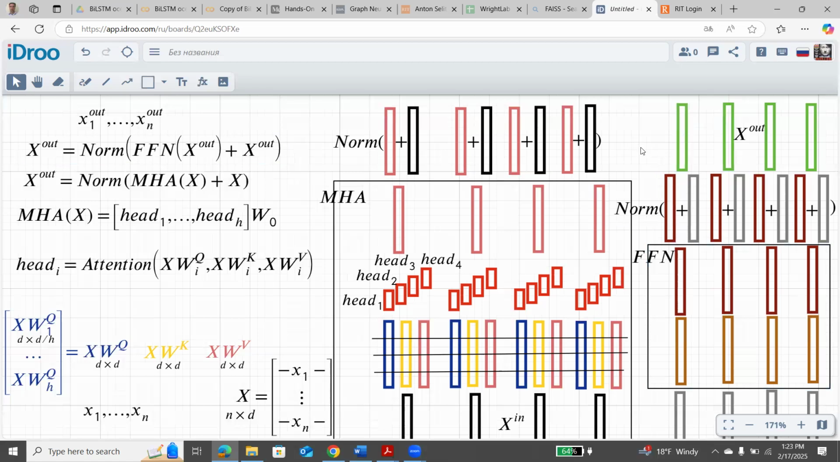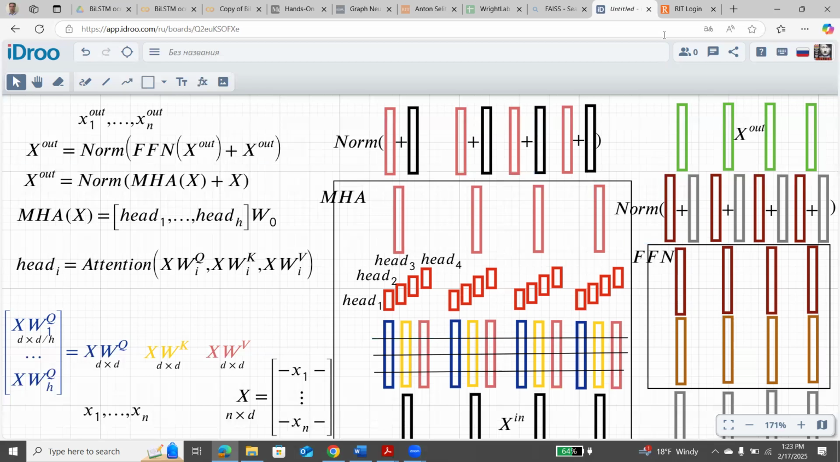And this is the output from our transformer layer. So this is one transformer layer. And in a transformer, typically there are 12 or another number of these transformer layers until we actually get the final embedding.